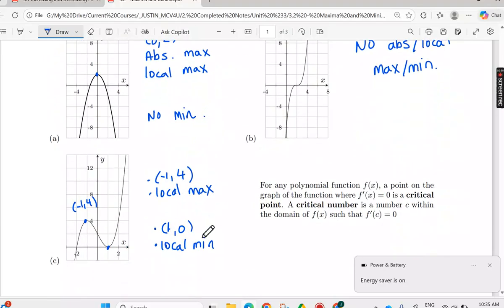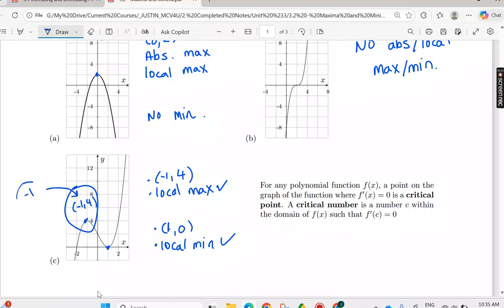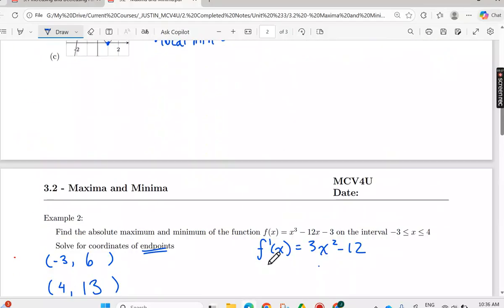In these two scenarios, for example for C, there's a local max and a local minimum, but there is no absolute max and no absolute minimum. For any polynomial function f(x), a point on the graph of the function where f prime is 0 is called a critical point. So (-1, 4) is a critical point. A critical number would be -1 as an example. So the x value in which the slope of the tangent is 0.